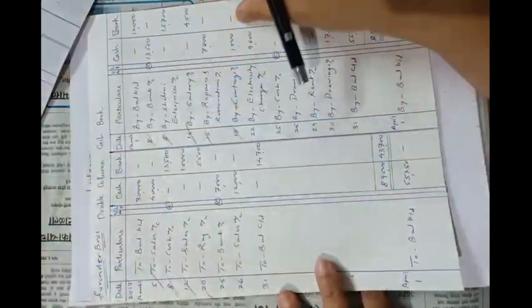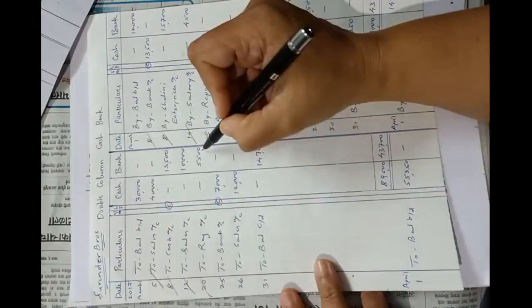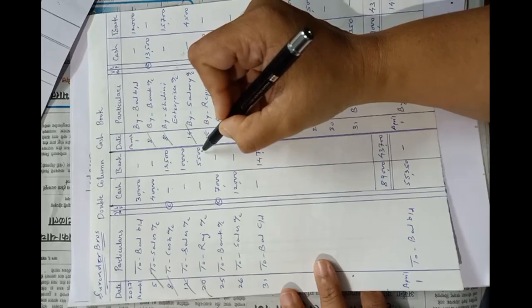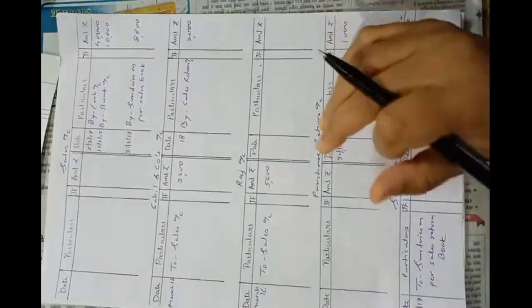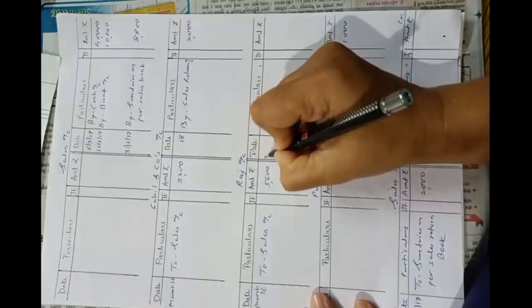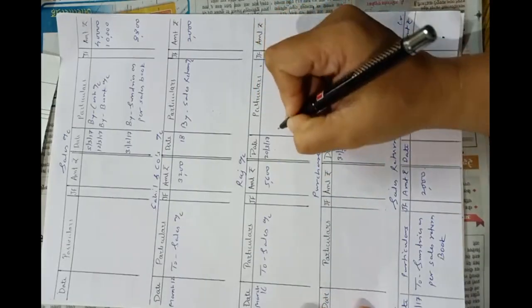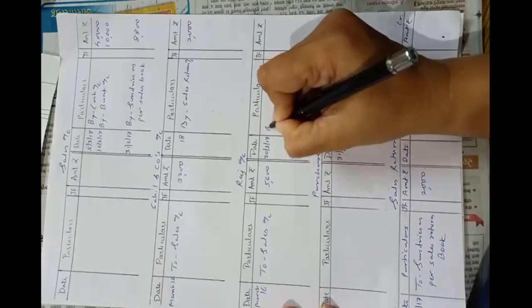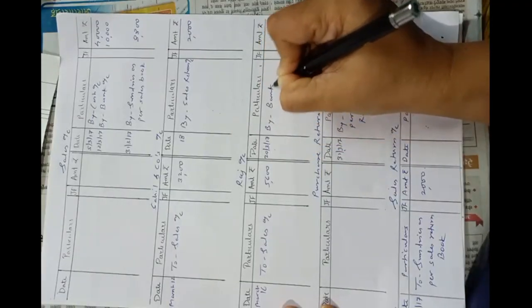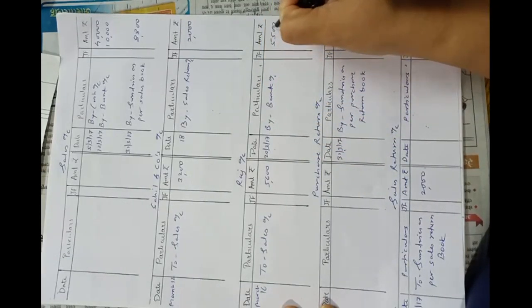After 18th, 20th March, to Raj account 5500 in bank column. It means in bank account. So debit side of bank account to Raj account. So credit side of Raj account, credit side of Raj account on 20th March 17. Okay, by bank account 5500.